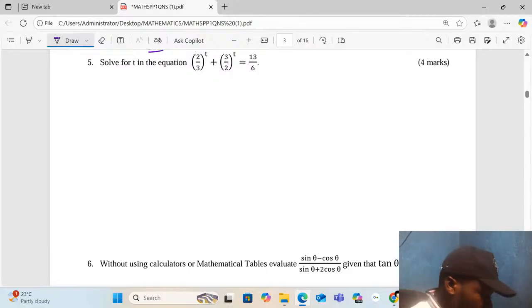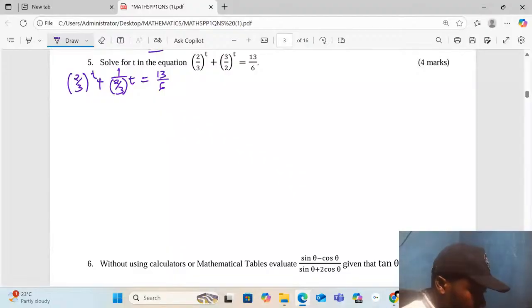So this is how we are going to start. 2 over 3 raised to t plus 3 over 2, the reciprocal, raised to t, gives us 13 over 6.